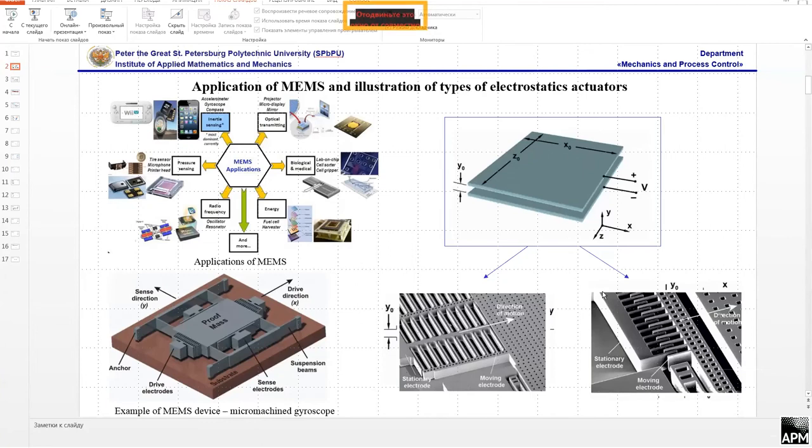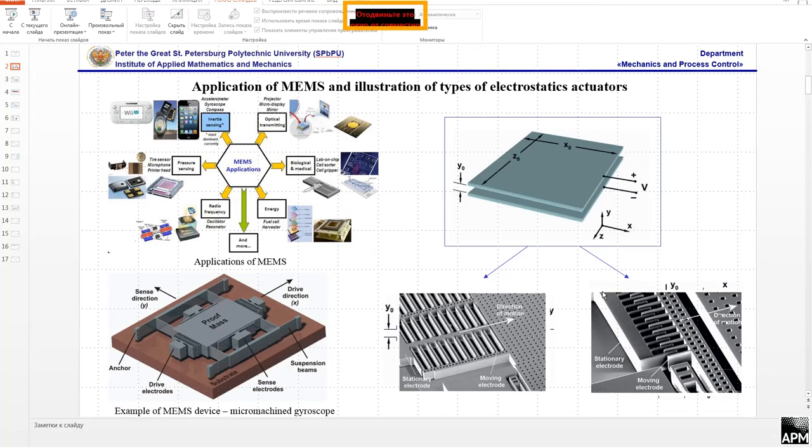The field of application of MEMS devices is extensive and includes many areas of human life. You can see examples on the slide. Any MEMS sensors include a sensing element, a system of elastic suspensions, and a system for exciting oscillations, and send a signal by means of electrostatic, piezoelectric, magnetic, or thermal interactions. This work is devoted to a certain type of oscillation excitation systems based on electrostatic interaction.